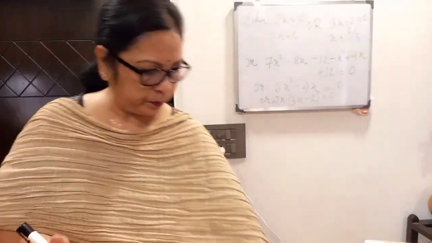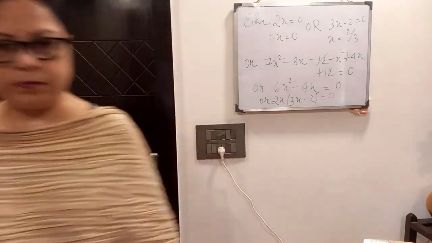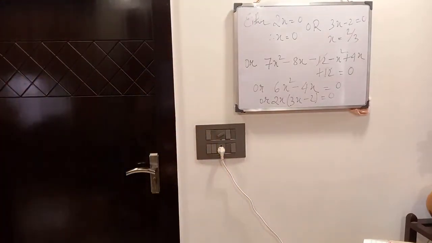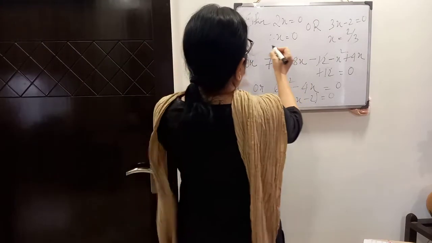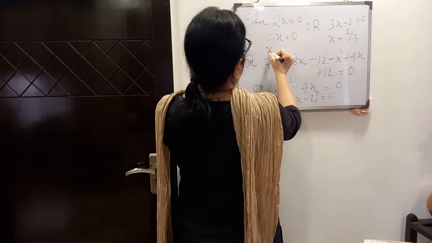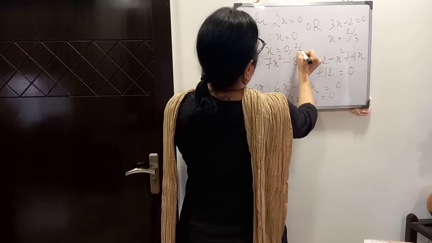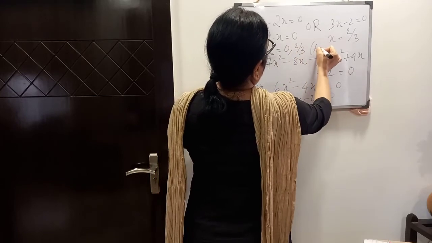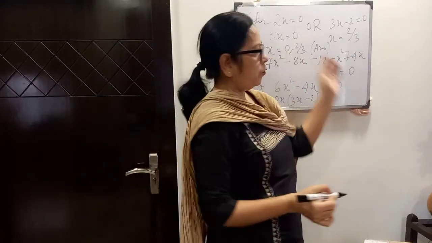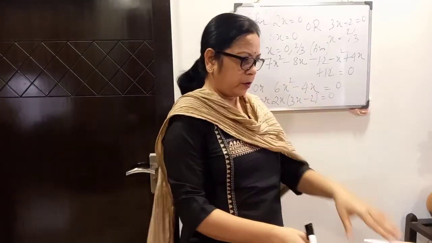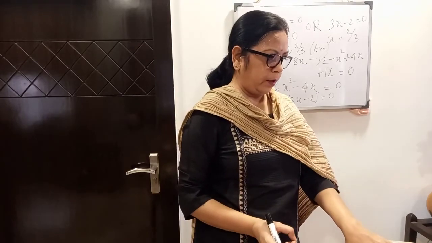See? So how will you write the answer? x equal to 0 and 2 by 3 are the solutions. You will write down that these are the solutions. So in this way we have to solve. Now the next type I am showing you in the next video.